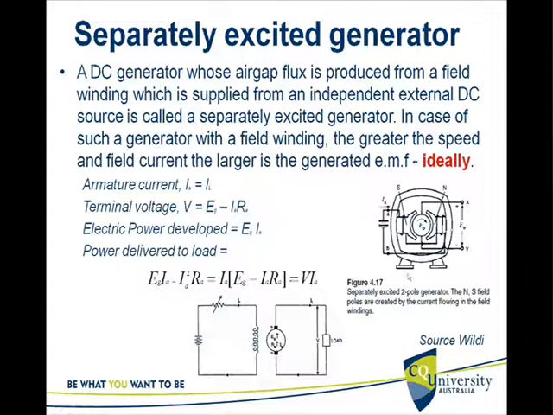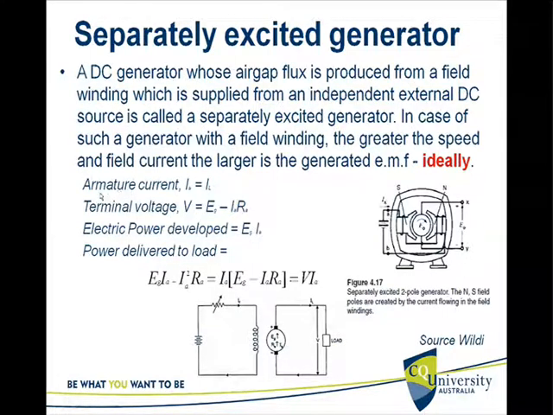Now, this is a schematic. As you could see here, this is the field winding, which is separately supplied from this supply. This is the source supplying the field winding, and this is the output of the generator. The electrical circuit is like this. You've got a separate circuit for the field. It's completely independent from the load circuit. So that's the armature supplying the load.